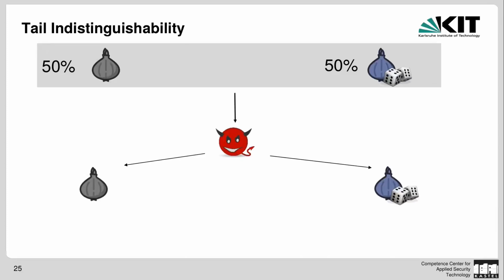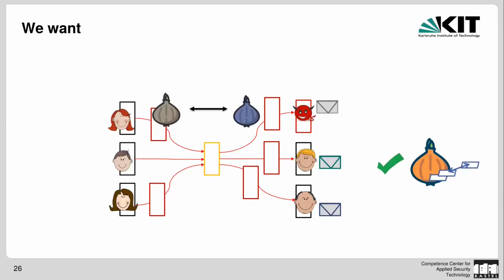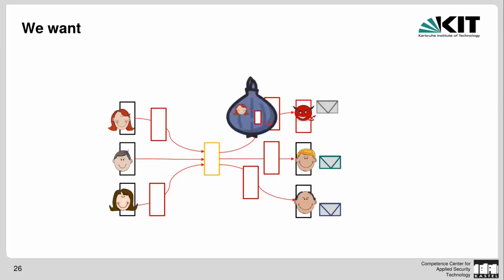So let us finally check that we've covered everything that we wanted. First of all, we wanted that early onion layers do not leak information about what happens after the honest relay. This is guaranteed by layer unlinkability. Also, that onion layers before the honest relay and after the honest relay can no longer be linked is guaranteed by layer unlinkability as well. And finally, we wanted that late onion layers do not leak anything about the history before the honest relay, and this is guaranteed by tail indistinguishability.